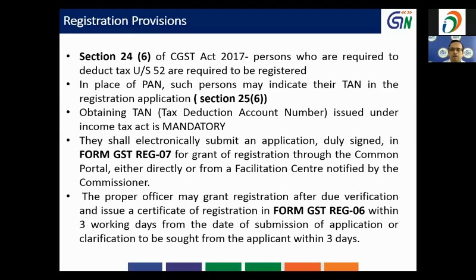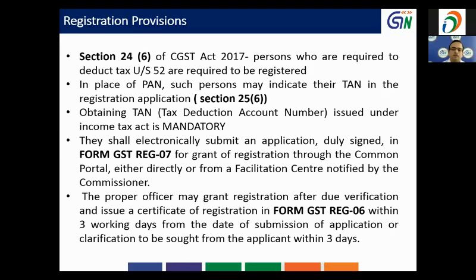So the TDS deductor has to come to the GST portal to make a registration application. He has to go to the income tax portal to get a TAN number, and then come to the GST portal for getting a GSTIN number to comply with the GST regime. He will apply in form GST REG-07 either directly, by creating a user ID and password himself, or he can use a facilitation center notified by the commissioner to upload his form for registration.